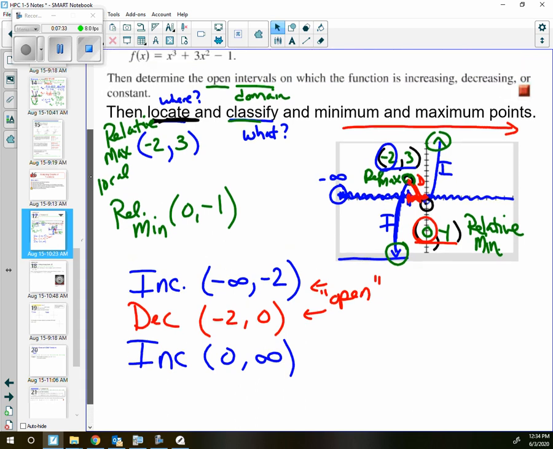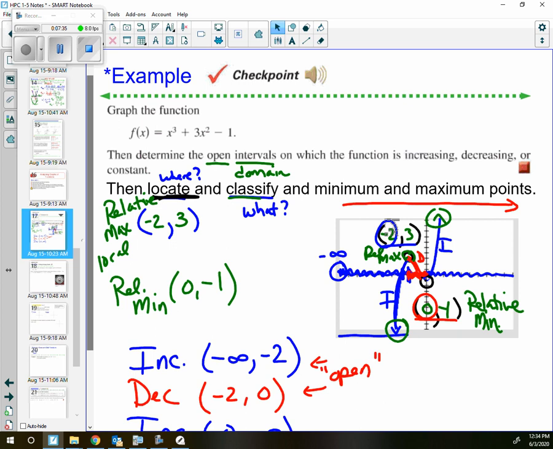So that's really a big part of what we did in day 2. Being able to classify and locate maximums and minimums. What type are they? Where are they? Using your graphing calculator or just looking at a graph, and then being able to describe the increasing and decreasing. This graph had no places where it was constant. That would be where it doesn't change direction at all.